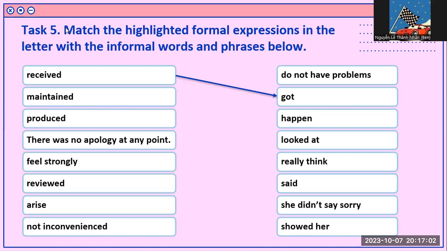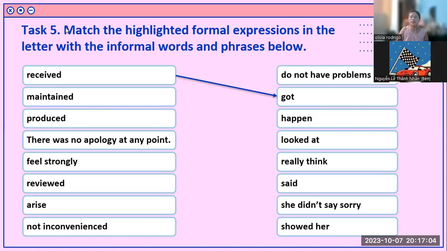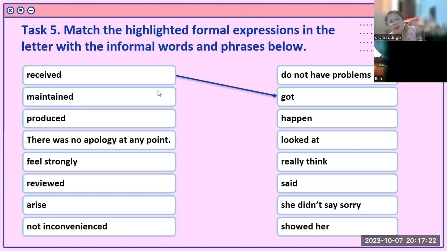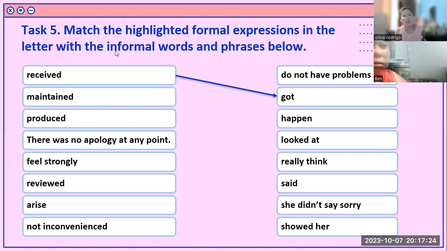Okay. So the last time, Ben, the last lesson we had, Unit 4 ended at Task 4. So let us now have Unit 4F, Task 5. Match the highlighted formal expressions in the letter with the informal words and phrases below. Okay, you match now.